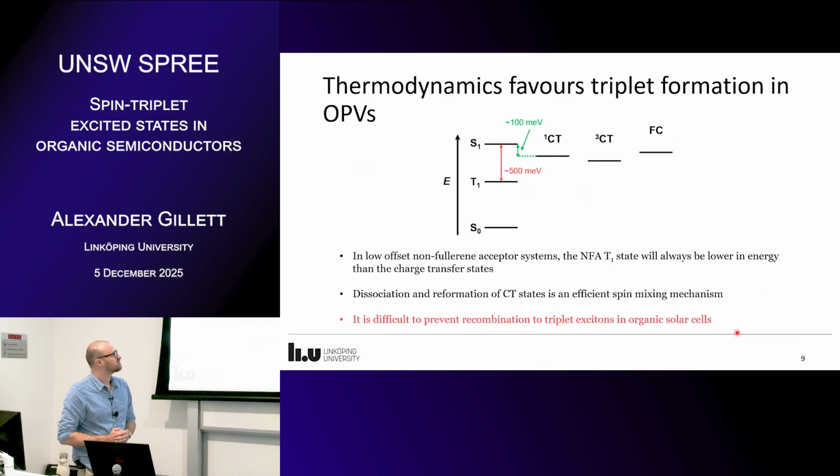So the question: why might triplets be a problem in organic solar cells? That comes back to what I mentioned before about the electron exchange energy. We've been quite good at getting the energy gap between the singlet exciton state and the charge transfer state down to on the order of 100 millielectron volts, depending on who you want to believe. That's great. That really minimizes our energy loss in charge generation.